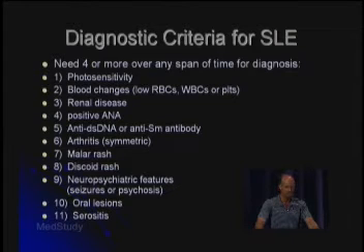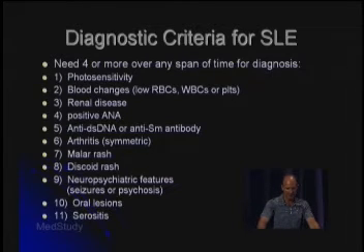Anti-double-strand DNA or Smith, arthritis or arthralgias, but for the criteria, it's arthritis. A malar rash. There are other causes of a malar rash to include rosacea, sarcoid of the face. We'll talk about that later on. Those are the more important ones. And lupus pernio is sarcoid of the face in a malar distribution.